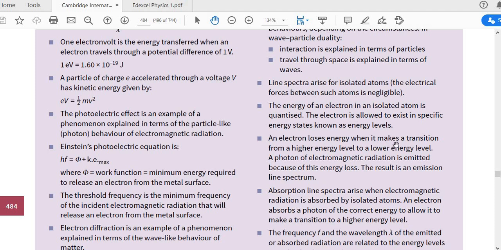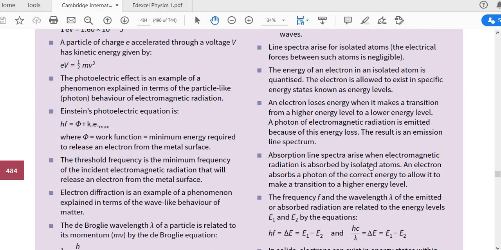An electron loses energy when it makes a transition from a higher energy level to a lower energy level. I explained this just now. A photon of electromagnetic radiation is emitted because of this energy loss. This results in an emission line spectrum. So we saw absorption line spectrum and emission line spectrum. Now you know what results in an emission line spectrum, which is when the electron goes from a high energy level to a lower energy level, and when this happens, it releases energy in the form of a photon. A photon of electromagnetic radiation is emitted because of this energy loss.